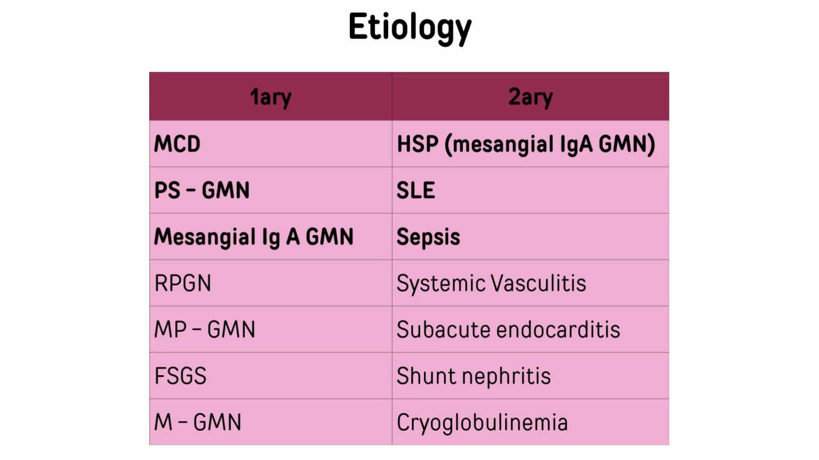Primary causes include minimal change disease, post-streptococcal glomerulonephritis, mesangial IgA glomerulonephritis, rapidly progressive glomerulonephritis, membranoproliferative glomerulonephritis, focal segmental glomerulosclerosis, membranous glomerulonephritis. Secondary causes include Henoch-Schönlein purpura, systemic lupus erythematosus, sepsis, systemic vasculitis, subacute endocarditis, shunt nephritis, and cryoglobulinemia.